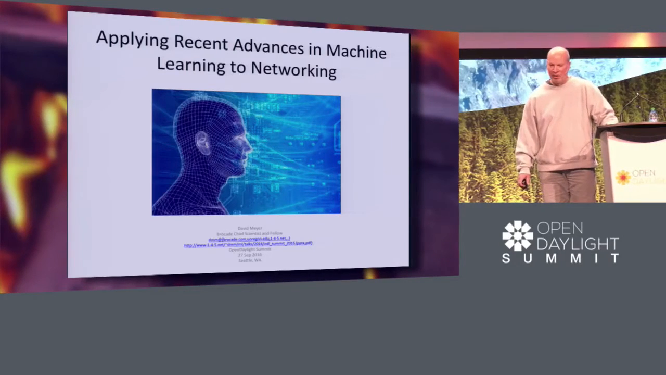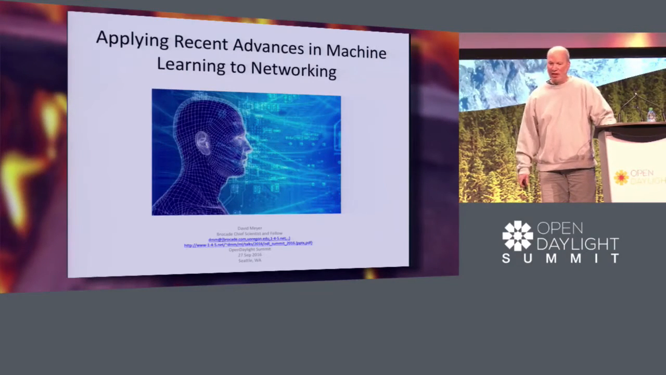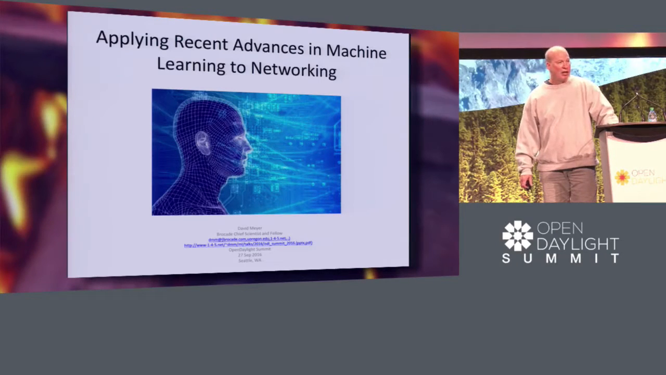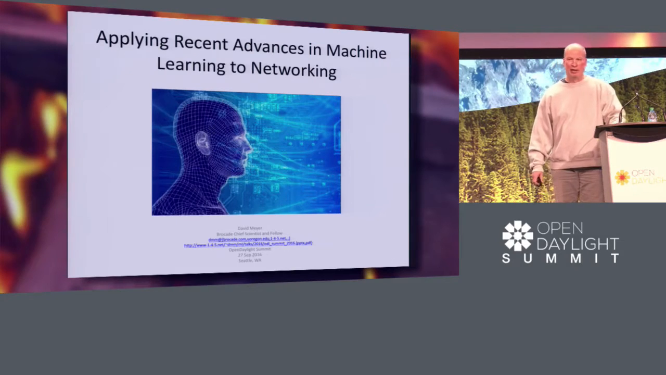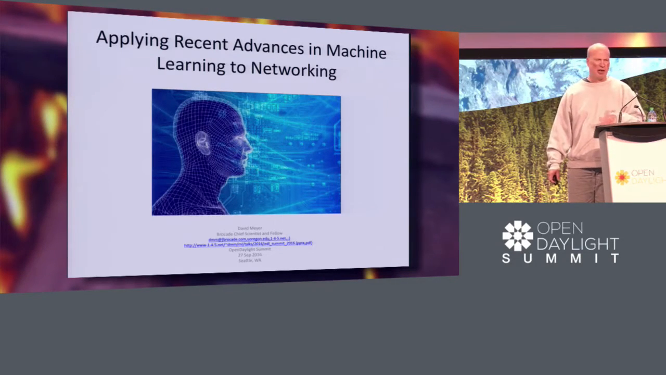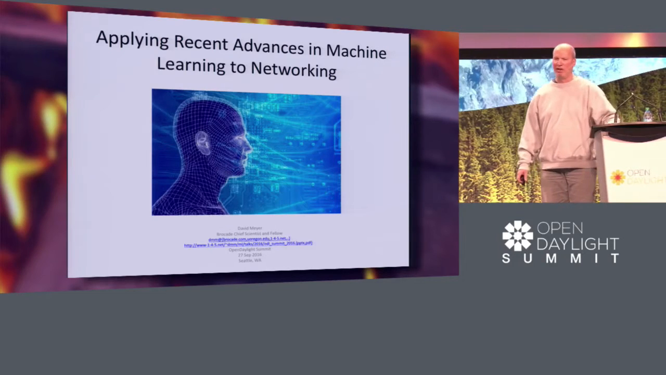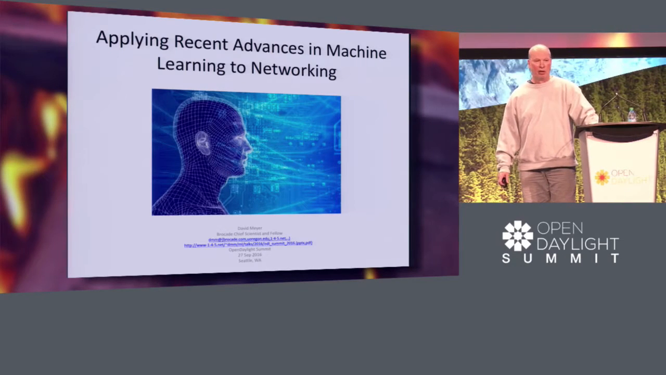So the title is about applying recent advances in machine learning to networking. In the network space, we're way behind the cognitive applications like image processing and things like that. So we have a ways to catch up, but things are really happening. So let me just dive into this.